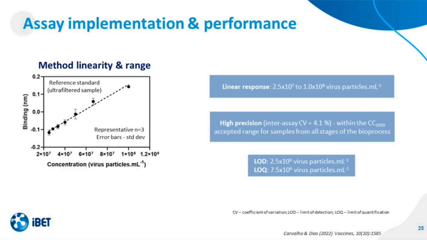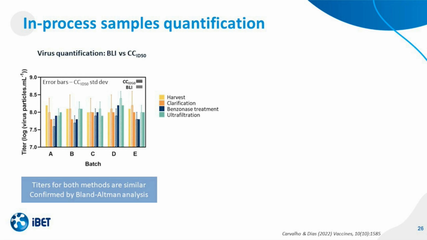The interassay precision was also evaluated by analyzing the response of our reference standard that was loaded on 3 independent runs. And we have a coefficient of variation of 4.1%, confirming the high precision of the assay. And the precision observed for the method, combined with the real-time analysis capability and higher throughput of these methods, makes this approach highly promising to cope with the current needs for in-process sample analysis.